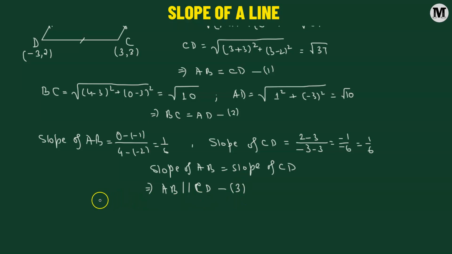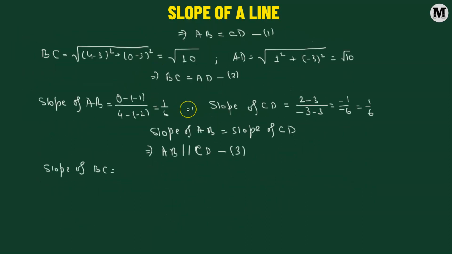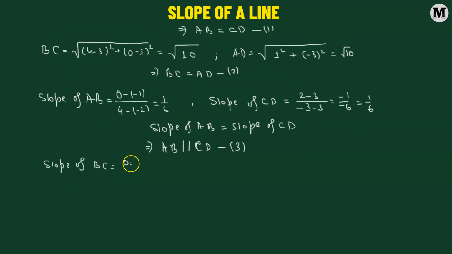Fine. And then finally, we will find out the slope of side BC. So let's do that. For BC, we need the difference of the y coordinate. So we have 0 minus 3, that's the difference of the y coordinate, divided by 4 minus 3, which is the difference of the x coordinate. So we have -3 over 1. So that's simply -3.